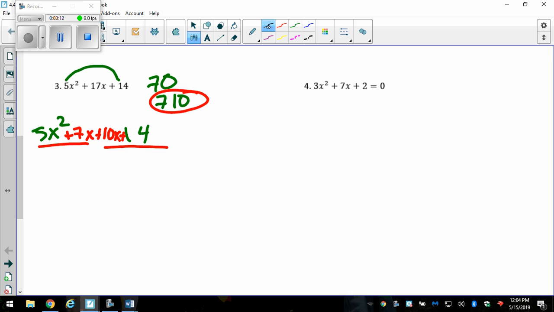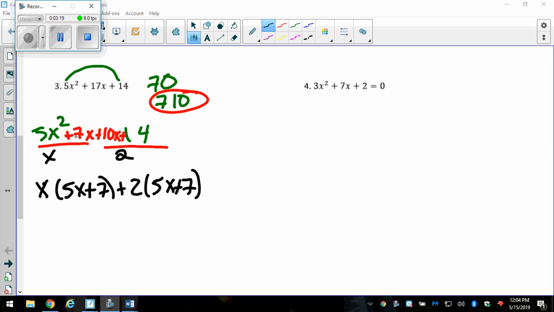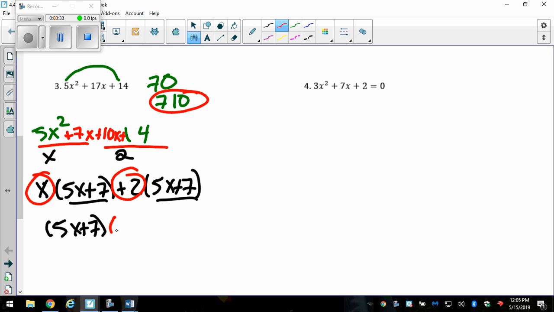And group them. This time I'm just going to be pulling out an x in the first term. I'm going to be pulling out a 2 from the second term. When I divide each term by x here, I'm left with a 5x and a 7. Divide each of those by a 2. So then my answer is the parentheses that match, you write 1 time. And then what we divided out, that is your second parenthesis, x plus 2.